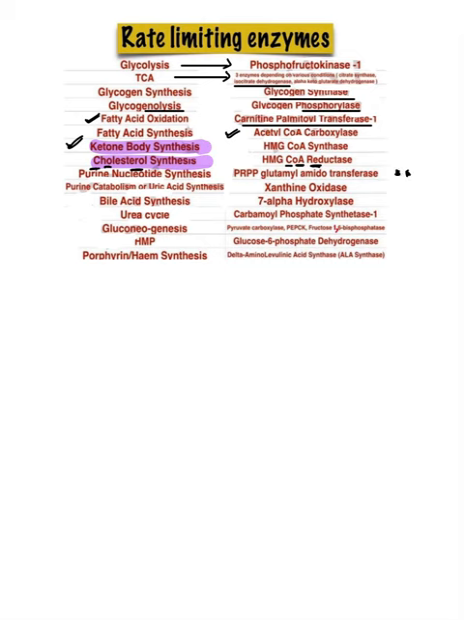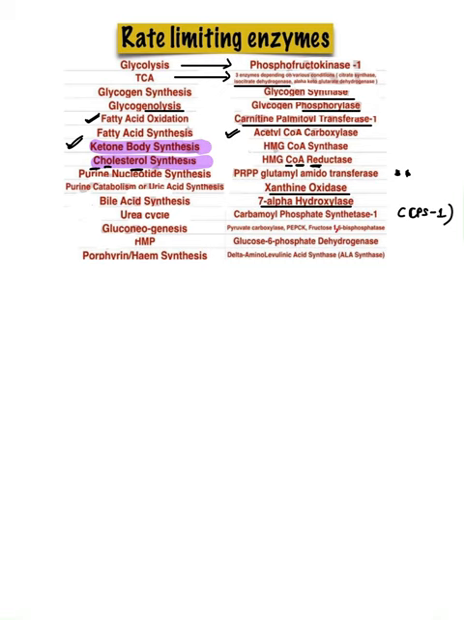Then for purine synthesis, guys, it is PRPP glutamyl amidotransferase. Then for purine breakdown, it is xanthine oxidase, for uric acid, guys. Now bile acid, guys, it is 7-alpha hydroxylase. Then, guys, urea cycle, it's CPS1, guys. This is important, guys. CPS1, that is carbamoyl phosphate synthetase 1.